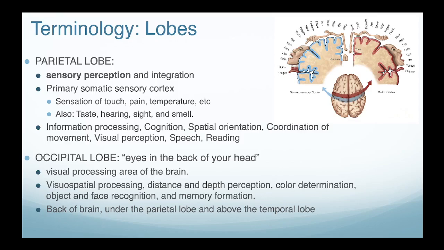So there's two different ways you can draw a homunculus. You could draw it in the sense of the motor cortex or the somatosensory cortex. And the somatosensory is going to be the way in which your sensory input is going to be processed through your brain.